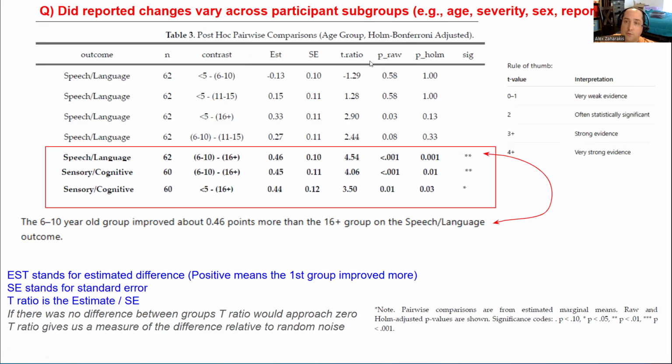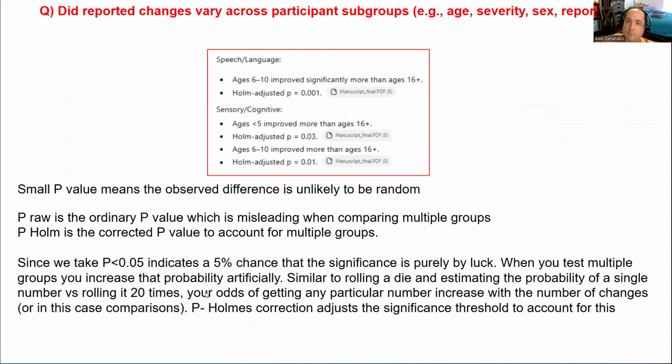One other thing that's interesting is that the T ratio, which is a measure of the statistical significance, is quite high, right? There's a rule of thumb here that anything 3 to 4 is strong to very strong evidence. And you can see for these relationships, we meet that criteria. Now, we weren't setting out to say that the younger you are, the more likely you're going to see improvement. It just happened to be a feature of the data.